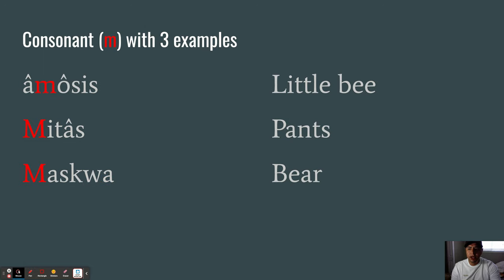Consonant M with 3 examples. Amosis, amosis, little bee. Mitas, mitas, pants. Musqua, musqua, bear.